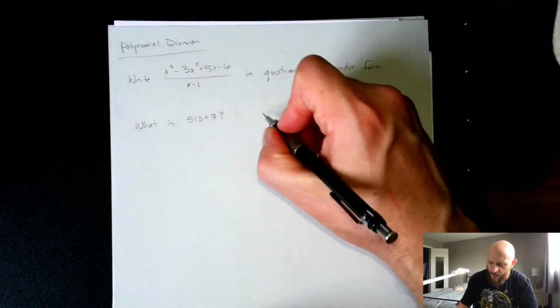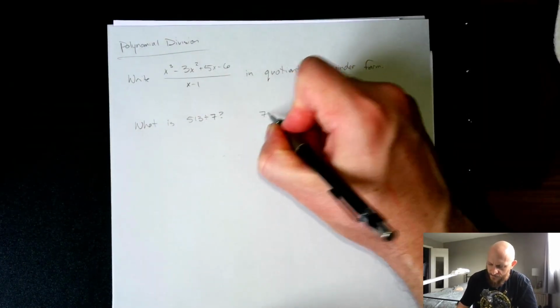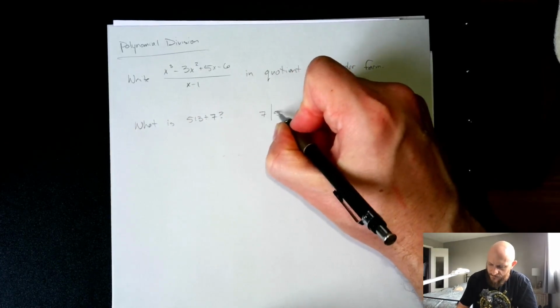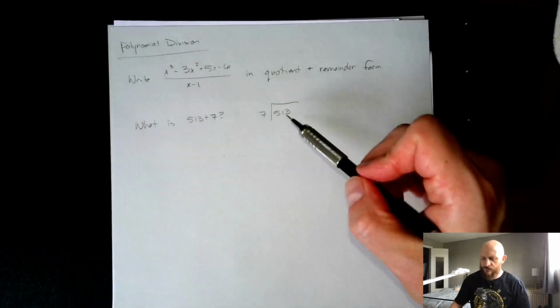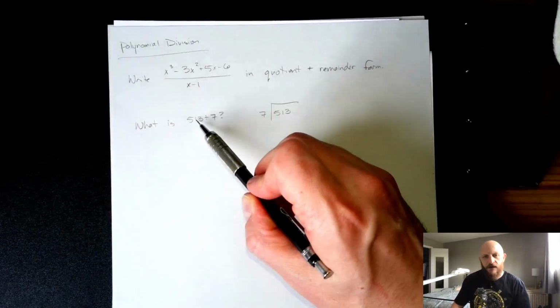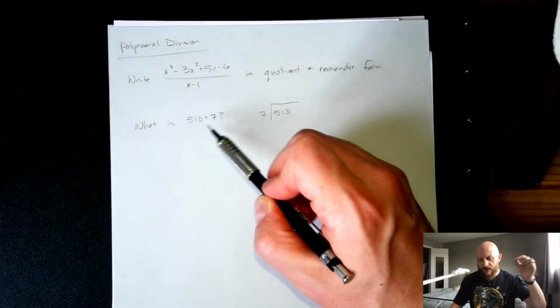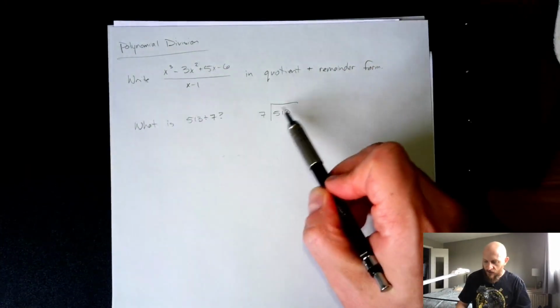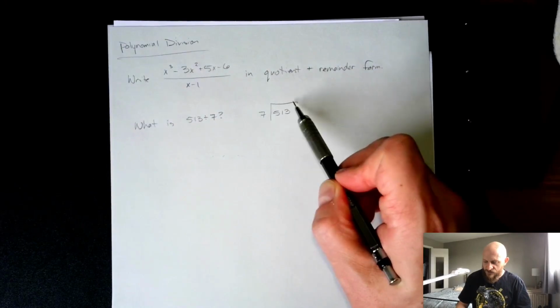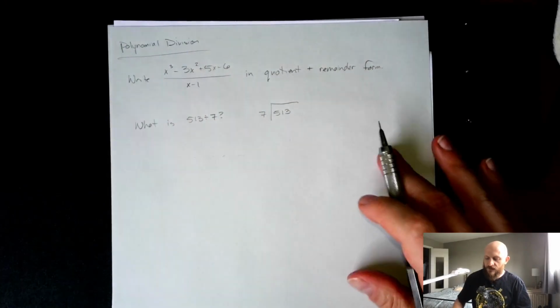And how do we do it? Well, we write it this way. 7, then under this little division radical, 513, which, by the way, is called the dividend. The numerator is called the dividend. The denominator, what you're dividing by, is called the divisor. So the dividend goes under the division radical, and then the divisor goes on the outside.